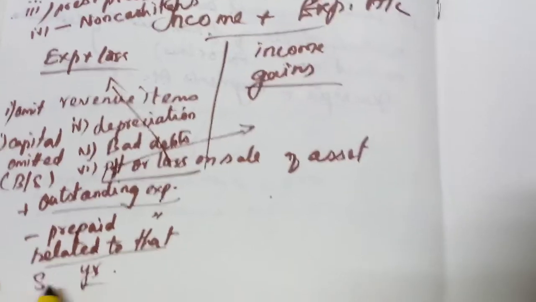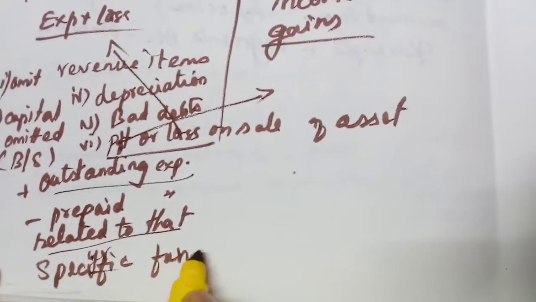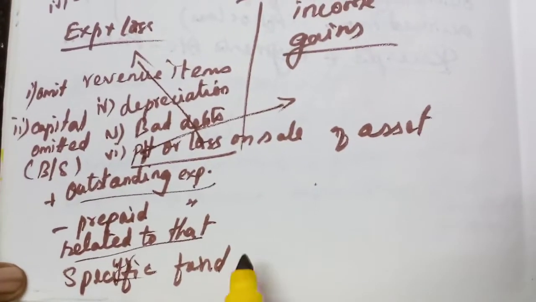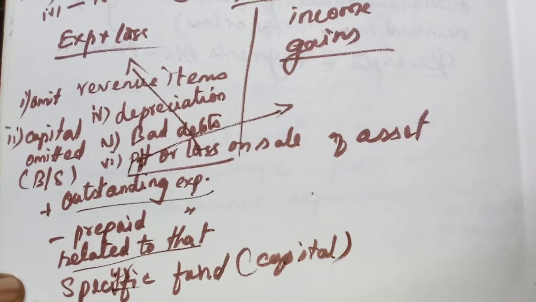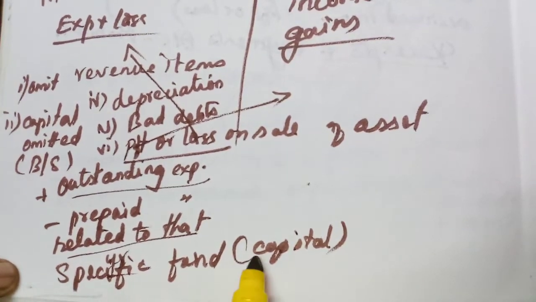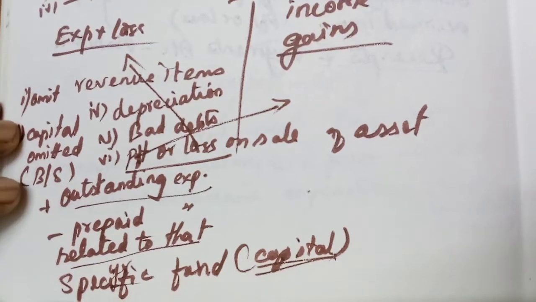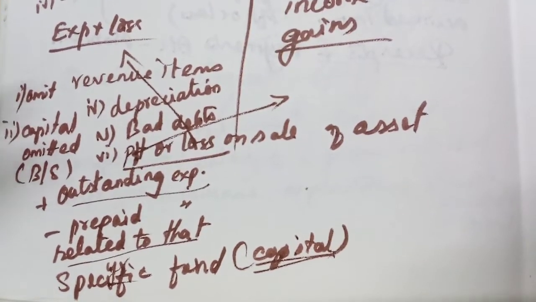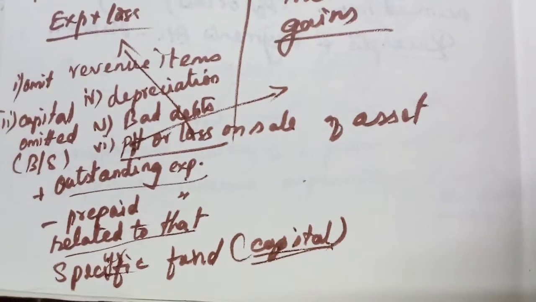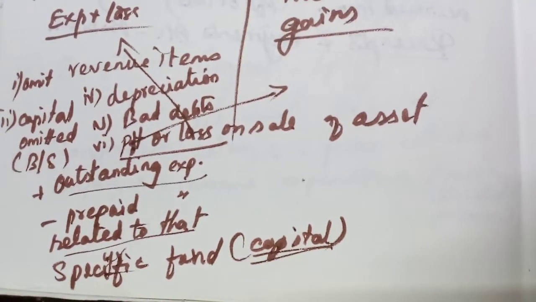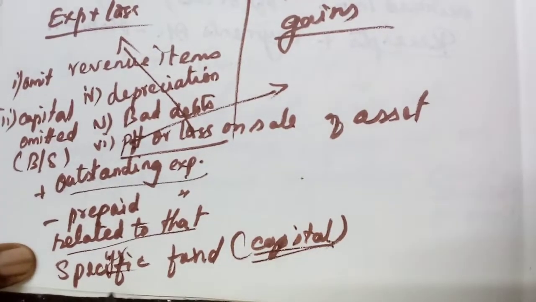Now, one more thing peculiar to this income and expenditure account is the specific fund we have learned, isn't it? Specific fund. Any donation received, this specific fund is considered as capital. We studied under the heading specific fund. For any special purpose only we will raise that fund, and all the amounts that we receive, whether it is a donation or a subscription, will be shown separately under that heading only.